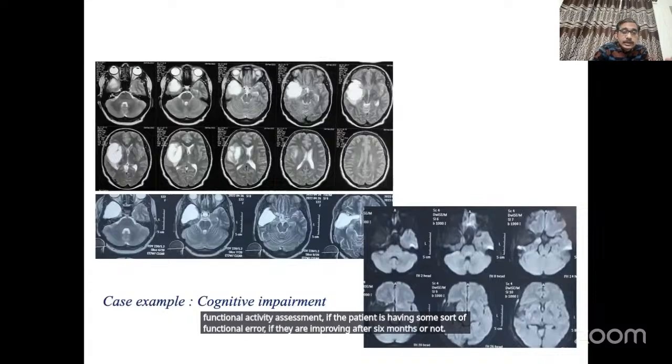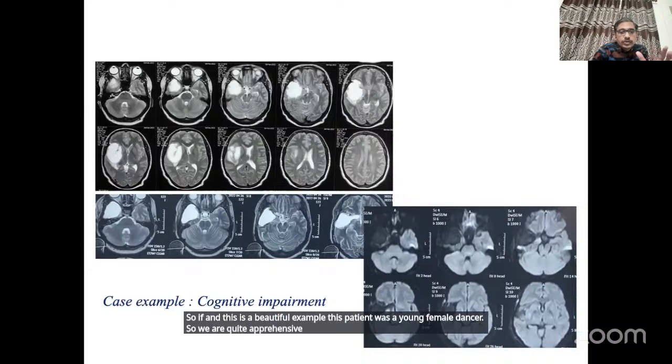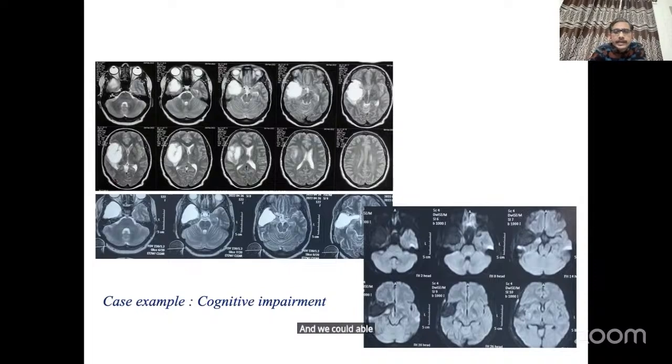And this is a beautiful example. This patient was a young female. She was a dancer, so we were quite apprehensive that all movement, all skills, and hand-eye coordination had to be preserved. Intraoperatively, we did some numerical testing, and we continuously assessed the motor areas as well as the language. And we could resect the entire tumor.